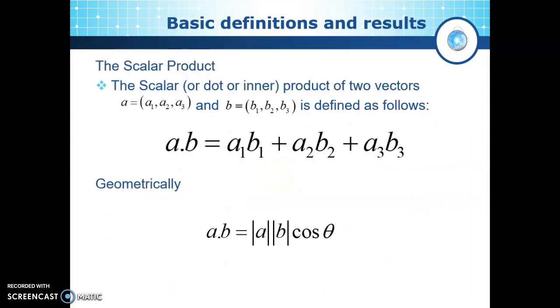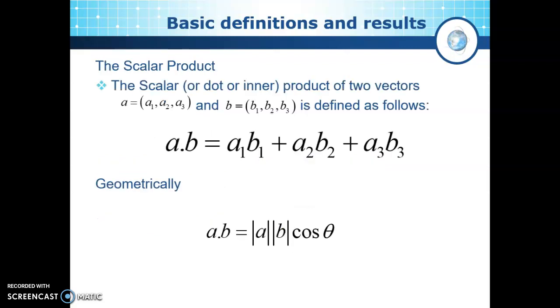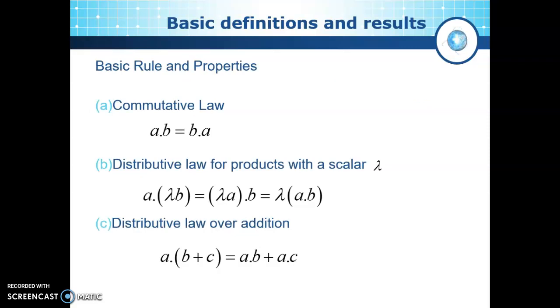Next, this is the scalar product. The scalar or dot or inner product of two vectors A dot B. Okay, scalar or dot or inner, we call it A dot B. That is A1 times B1 plus A2 times B2 plus A3 times B3, or A dot B is also equal to magnitude A times magnitude B cos theta. Okay, these are the basic rules and properties of the scalar product, or dot or inner product.